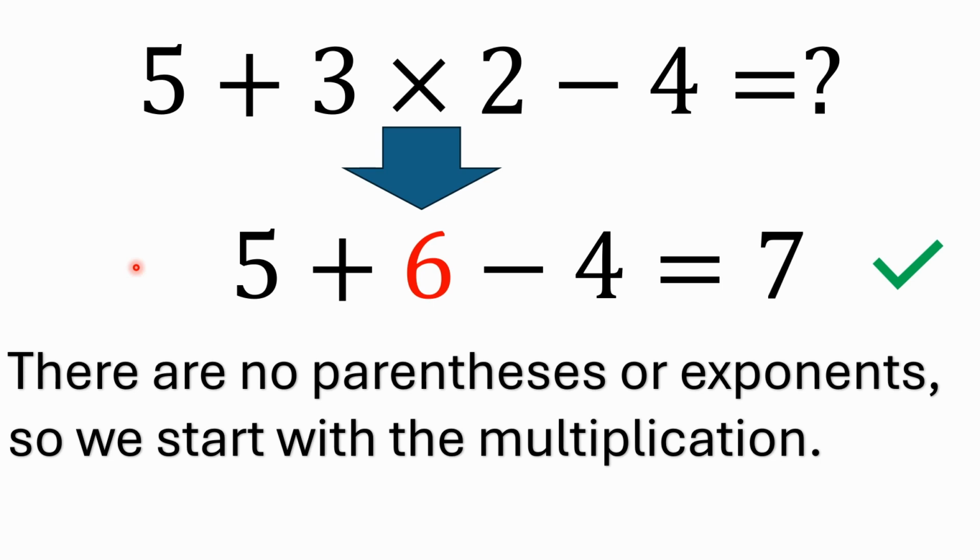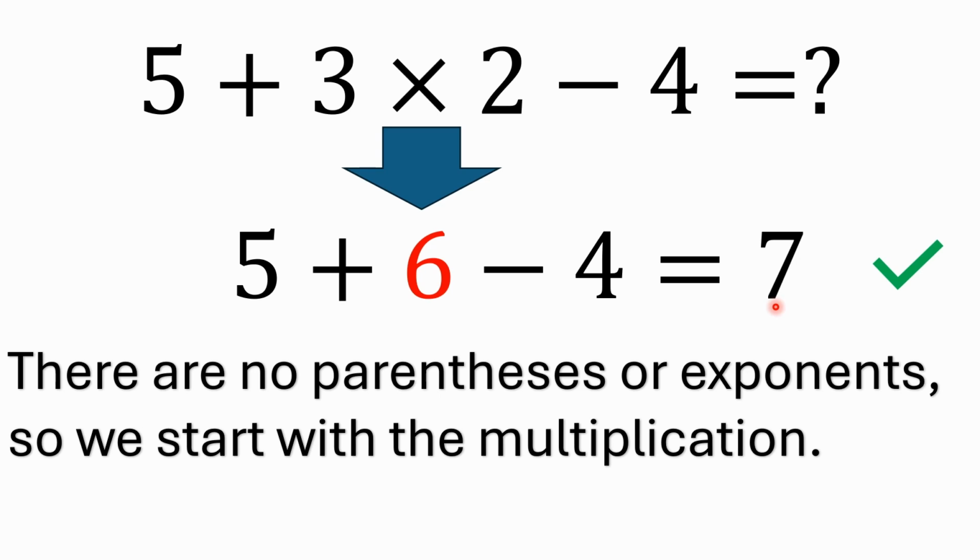All right, so there are no parentheses or exponents in this problem, so we start with multiplication, right? So 3 times 2 is what? 3 times 2 is 6. 5 plus 6 is 11. 11 minus 4 is 7. So pretty simple. The answer is 7.